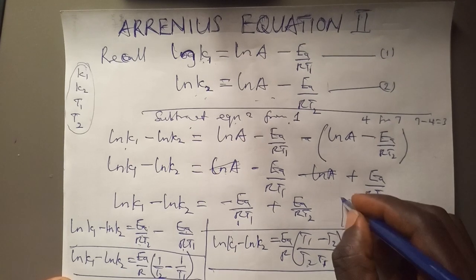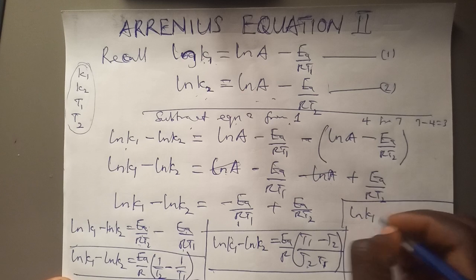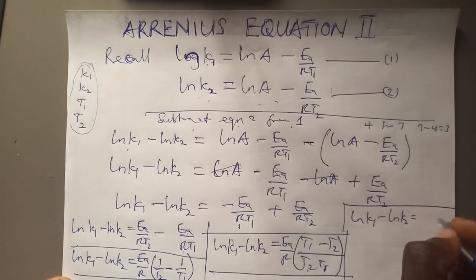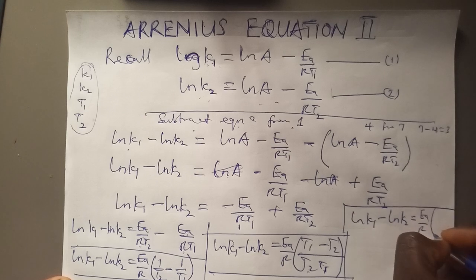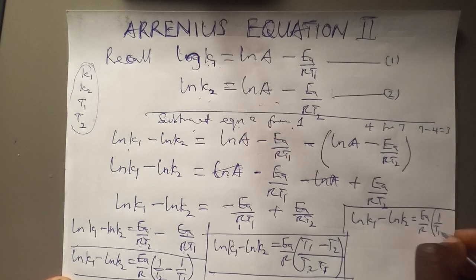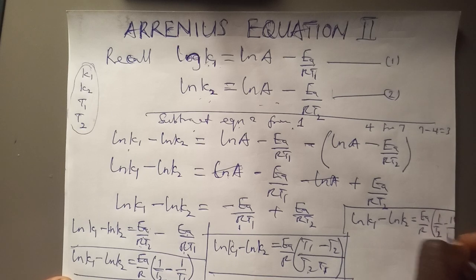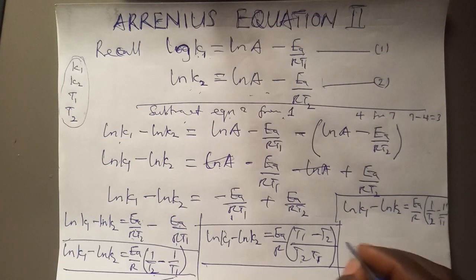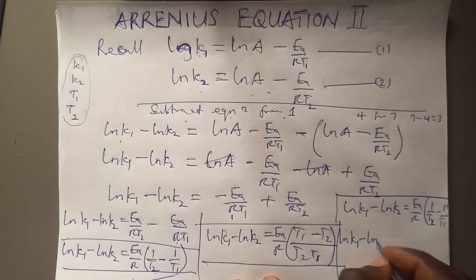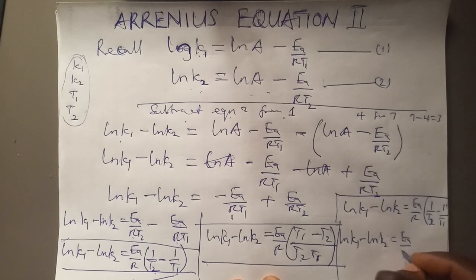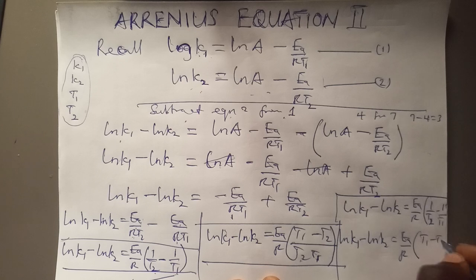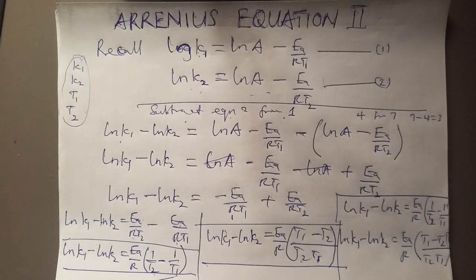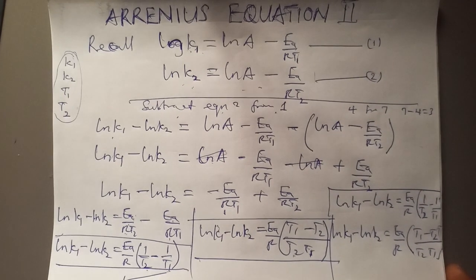Do you understand? So in a nutshell, you can use ln K1 minus ln K2 is equal to EA over R, all into the bracket of 1 over T2 minus 1 over T1. You can use that formula simply, or you use this formula: ln K1 minus ln K2 is equal to EA over R, all into the bracket of T1 minus T2 over T2 T1. This formula can also go. I want to believe you understand what I have just done here. So with this, you can solve questions on Arrhenius equation.